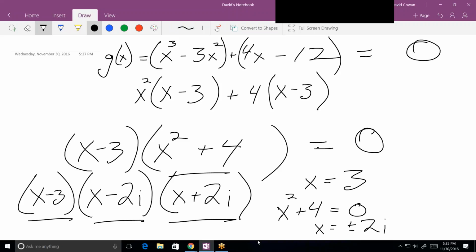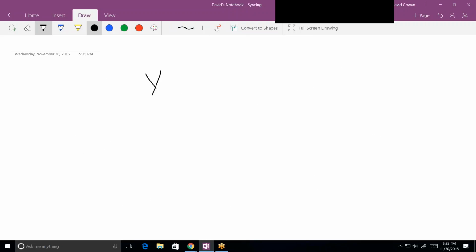Now, the question said, what are the zeros? What's the answer to that? Would it be... Okay, so one's got to be x equals 3, right? And then another one has to be... No, imaginary zeros or imaginary solutions don't cross the x-axis. Okay, in other words, let's look at this function, y equals x squared plus 4.